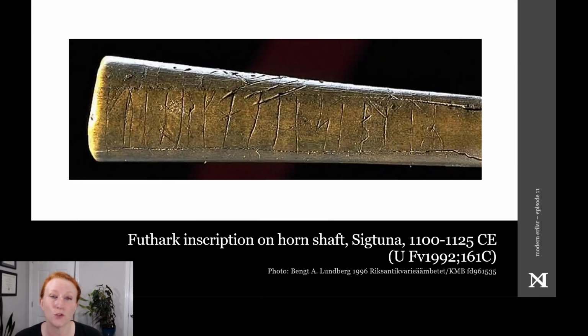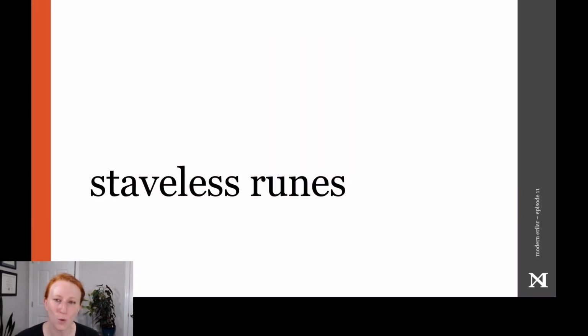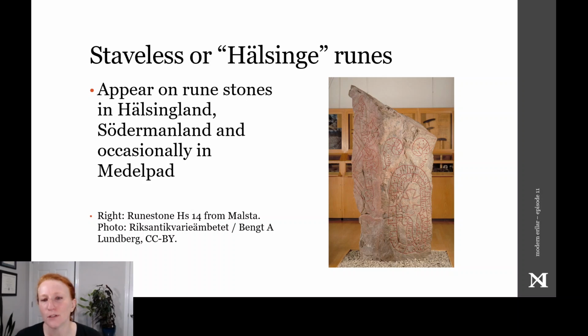If we could return to the rune row from the Sigtuna Hornshaft just quickly, what's especially interesting about it is that on another face of the shaft, there appear a type of runes called Staveless runes. So let's talk about this important experiment in Swedish futharks, or at least unique. Staveless runes developed in the late 10th and early 11th centuries by, for the most part, removing the vertical line, or stave, that anchors most of the other runes of the Younger Futhark.